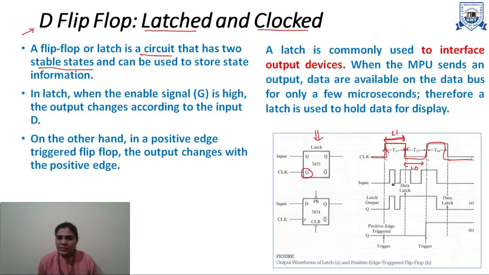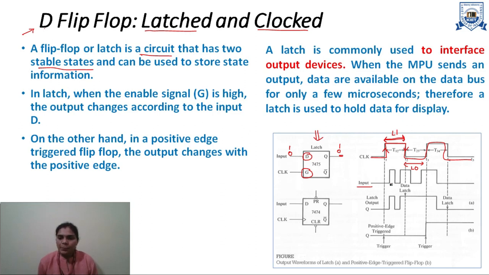Here in this diagram, you can see that we have input D. When the D flip-flop works, the input will be transferred to the output as it is. If this input is 0, then 0 will be transferred. If it is 1, then 1 will be transferred.